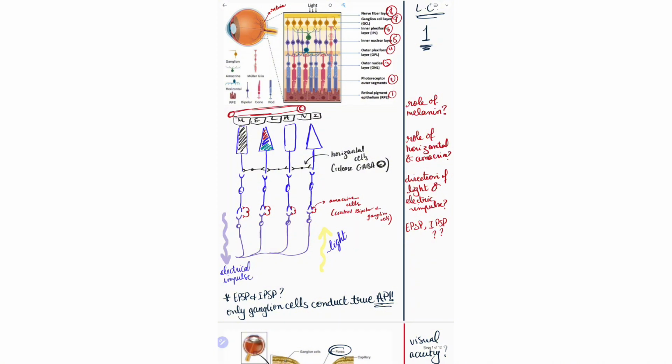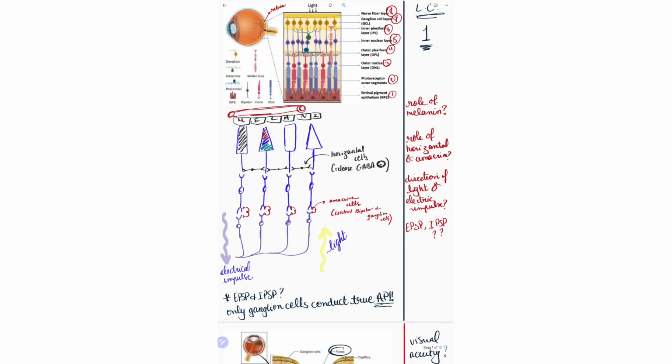So melanin in the retinal epithelium is responsible for absorbing excess light. So as you see right here, we have light coming in this direction, and these cones and rods are supposed to absorb the light. Now if there's excess light, it's absorbed by the melanin, right?